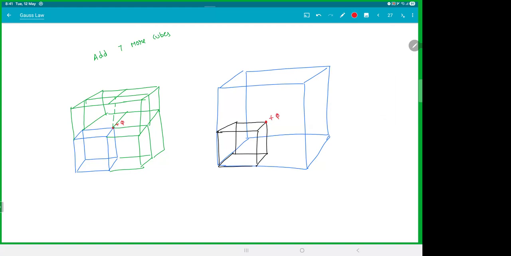Does that make sense? So the flux through the big cube is q by epsilon. If you are inside, it is q by epsilon. Now, since all the cubes are identical, the flux through the small cube should be 1/8 of that. Any doubts on this? That was clear. So the corner of one cube will be the center of a bigger cube.